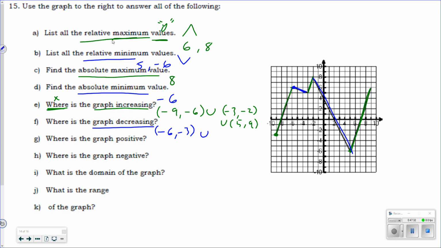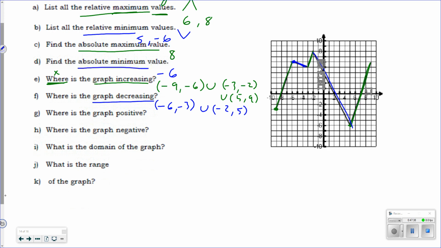And also -2 to 5. That's where I'm decreasing. Where I'm at positive, just go ahead and erase that. The graph is positive when you're above the x-axis. So everywhere I'm drawing right here in green, that's when I'm above the x-axis.